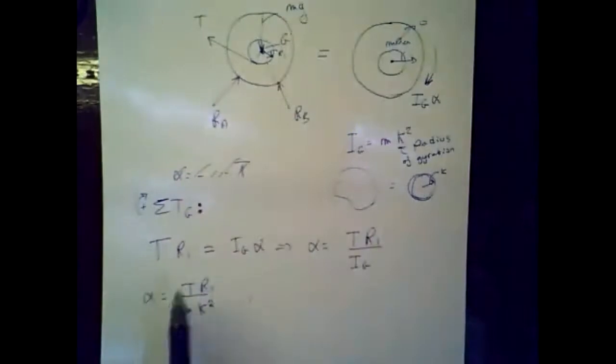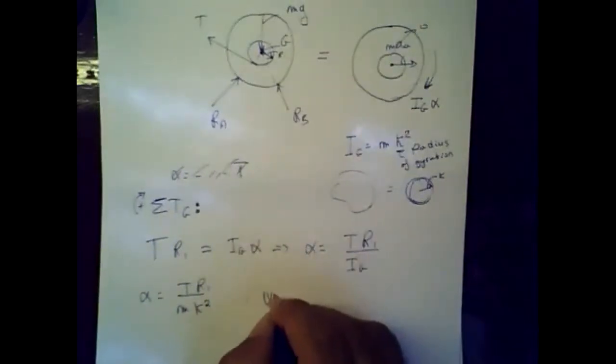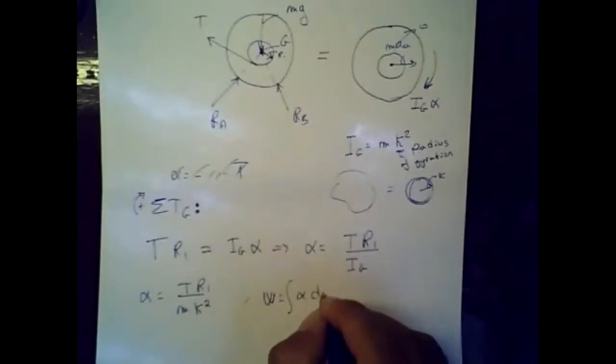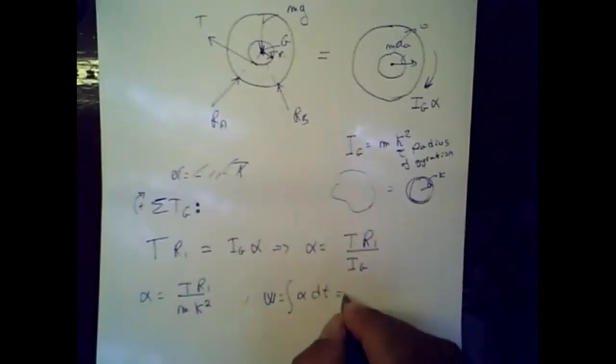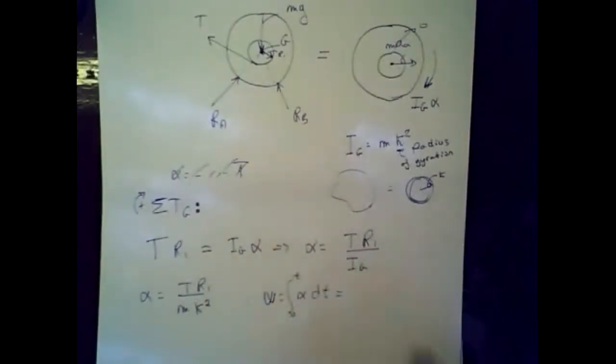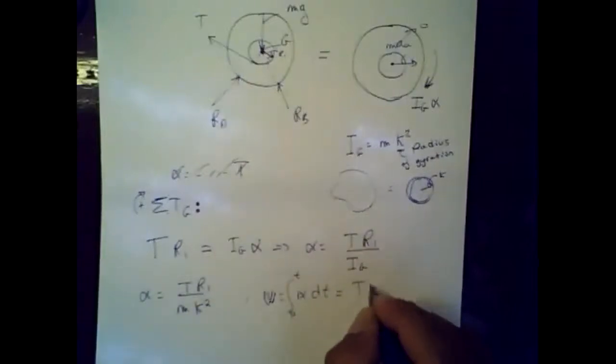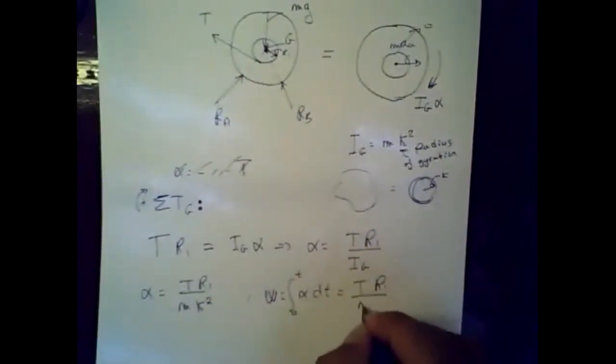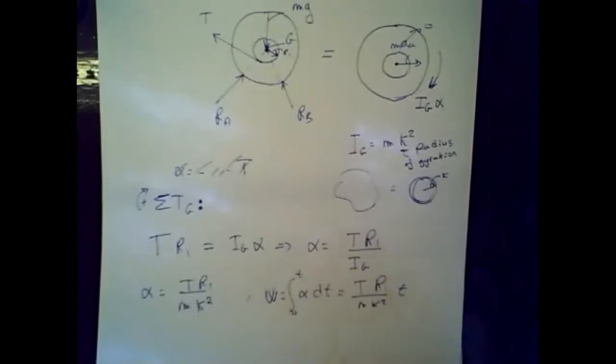If we assume that we are in a perfect world where alpha is constant, then you're accelerating with a constant acceleration. Then how is omega? Omega is always the integration of alpha dt, right? So here we know omega is going to be T R1 over MK squared multiplied by the time, right?